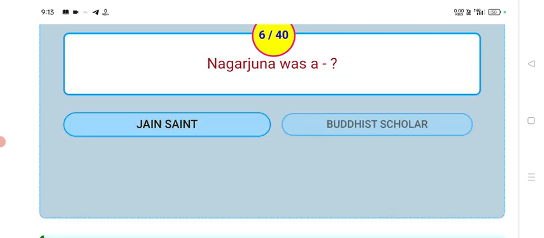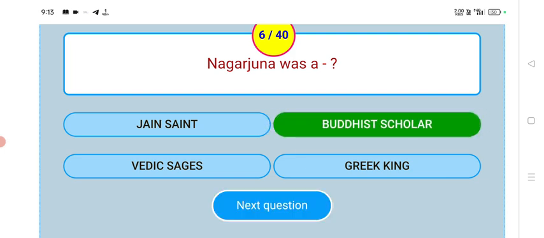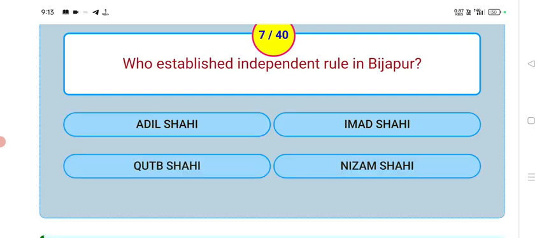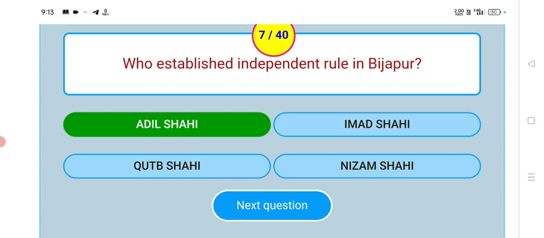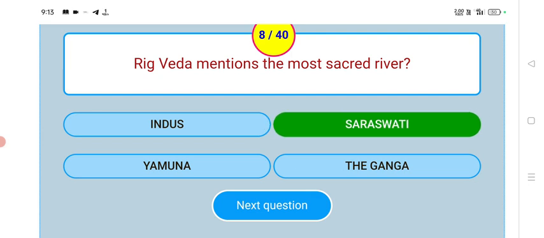Next, Nagarjuna was a? Answer, Buddhist scholar. Nagarjuna was a Buddhist scholar. Next, who established independent rule in Bijapur? Answer, Adil Shah. Adil Shah established independent rule in Bijapur. Next, Rigved mentions the most sacred river. Answer, Saraswati. Rigved mentions the most sacred river named Saraswati.